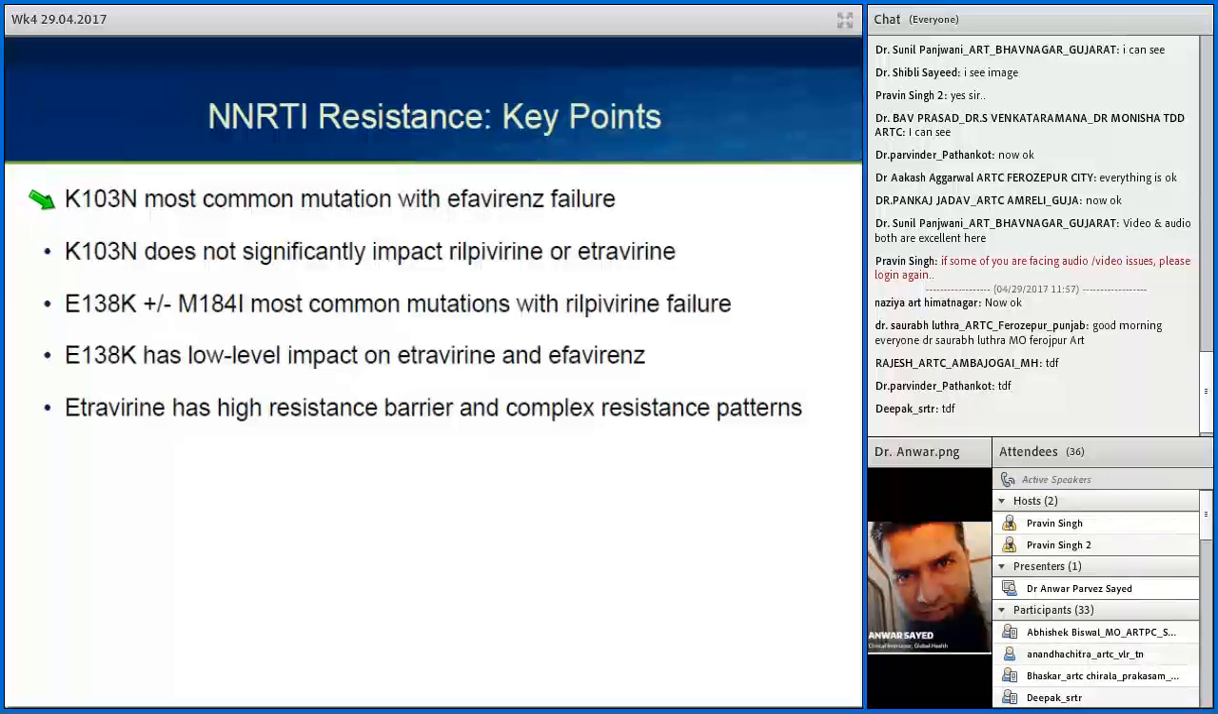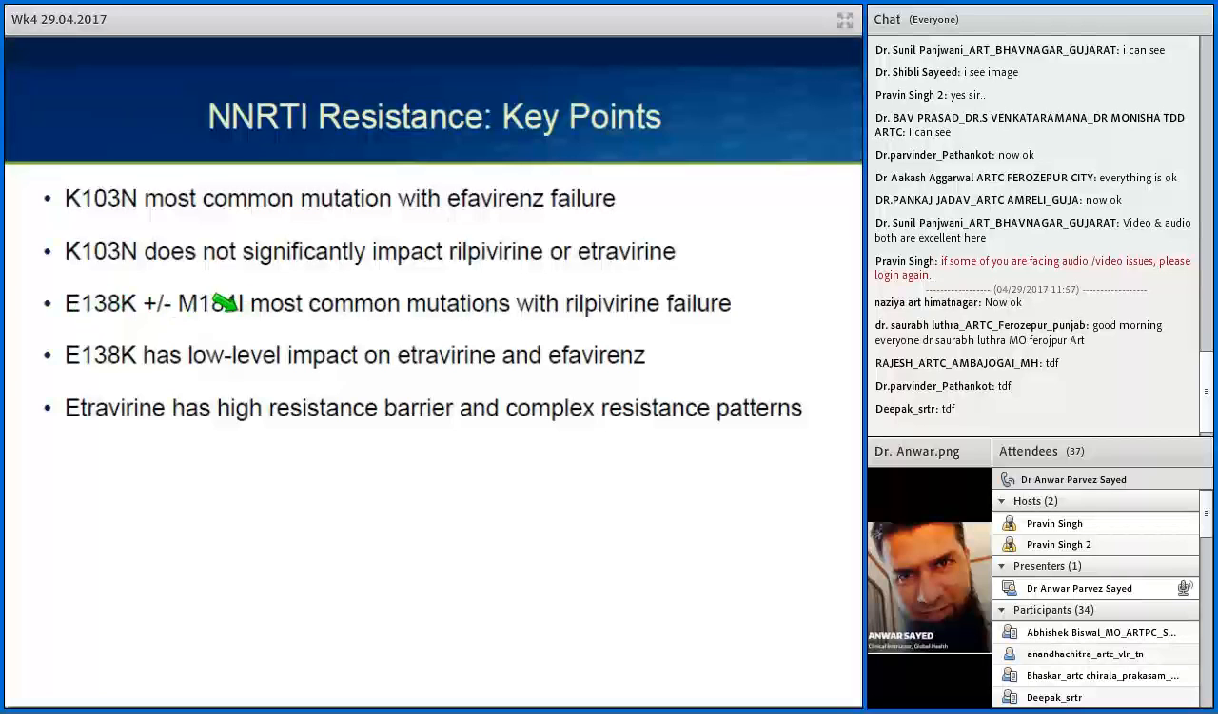This is regarding NNRTI. I told you to remember K103N for nevirapine. K103N is the most common mutation with efavirenz failure and also with nevirapine. In fact, nevirapine is more than efavirenz. K103N does not significantly impact rilpivirine and etravirine. So those are not commonly used, or in our program these are not being used.